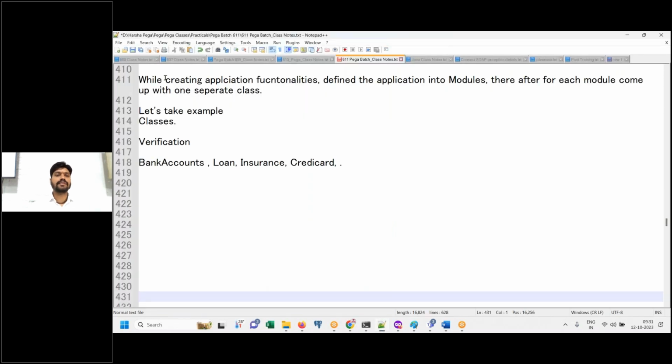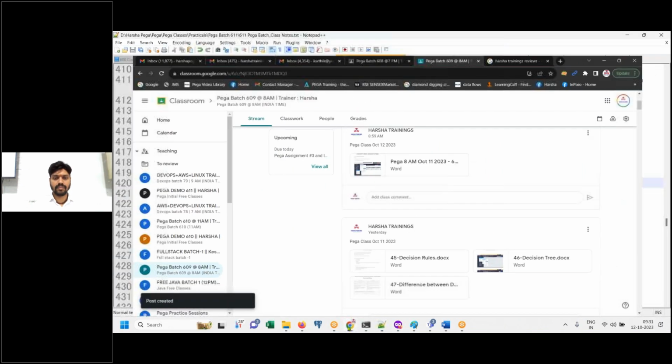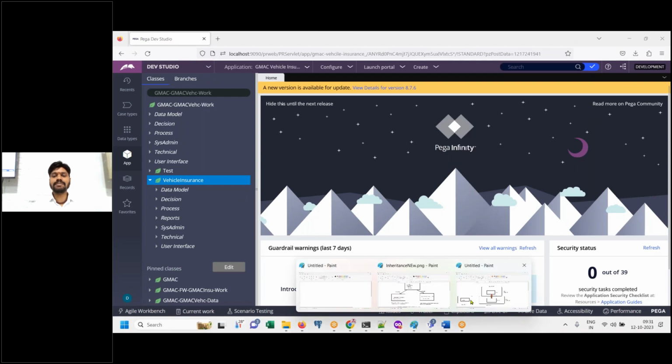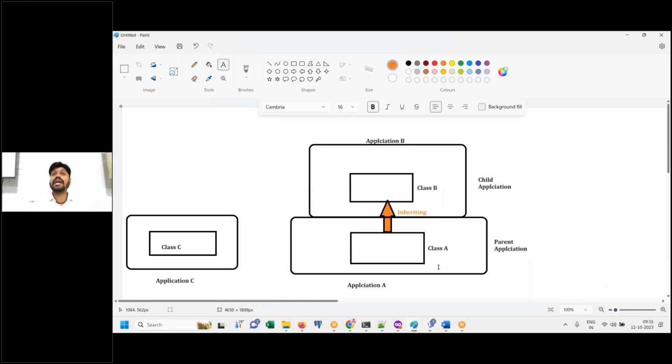That's a theory point. But Harsha, the super class is Pega platform, right? For both. See, I'll tell you. Super class may be a Pega provided class, or it may be our application class. We have three applications: implementation, framework, Pega platform. For framework, super class means parent class. For framework, the parent class is ODB.